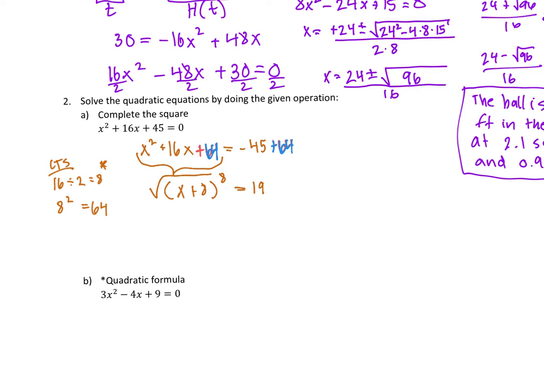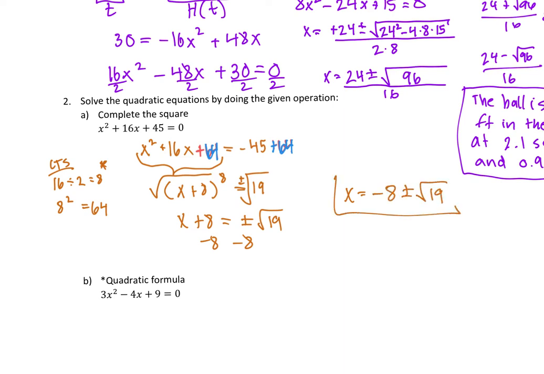Okay. So there we go. We are going to take the square root of both sides. Don't forget that when you do take the square root of both sides of an equation, we need plus or minus. So we get x plus 8 equals plus or minus the square root of 19. And let's just subtract the 8 from both sides, and we get x equals negative 8 plus or minus the square root of 19. Okay, completing the square is actually a pretty easy process if you have a 1 on your x squared and your middle term is a clean, even number.